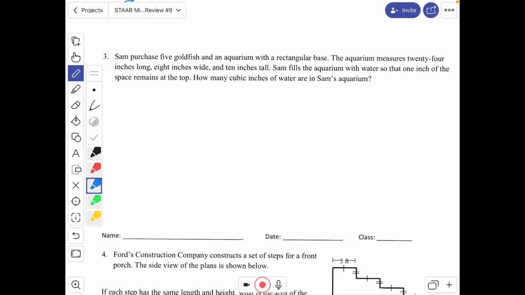Number 3, Sam purchased 5 goldfish and an aquarium with a rectangular base. The aquarium measures 24 inches long, 8 inches wide, and 10 inches tall. Sam fills the aquarium with water so that 1 inch of the space remains at the bottom. How many cubic inches of water are in Sam's aquarium?